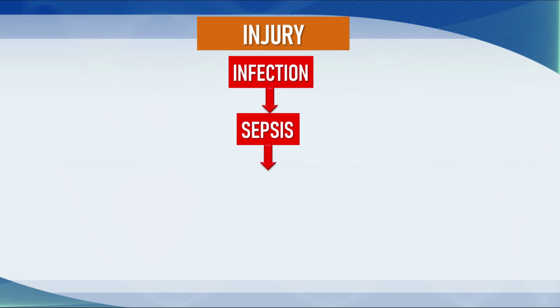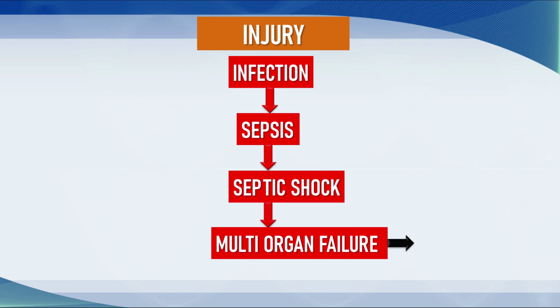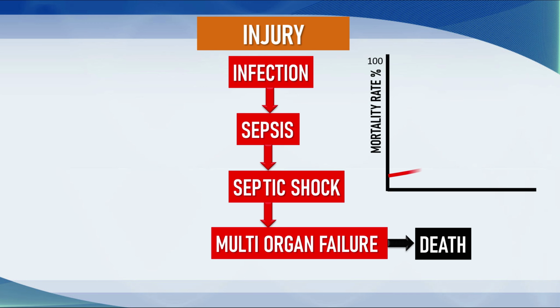So when we're looking at our septic patient, it starts off with an infection, and that leads to sepsis, which is dysregulated inflammation. Ultimately, that proceeds to septic shock, where the blood pressure drops. There's hypoperfusion to the extremities. The patient becomes oliguric and becomes confused, and ultimately that leads to multi-organ failure and death. And if you look at the different timelines, infection, if it's picked up early, is associated with a relatively modest mortality rate, but the mortality rate increases exponentially as one goes down this list.